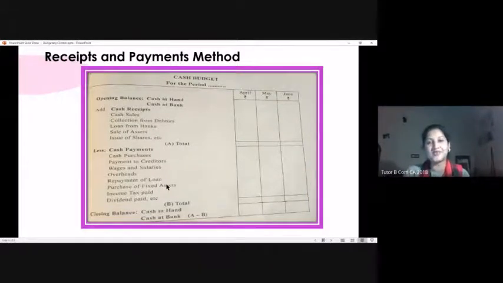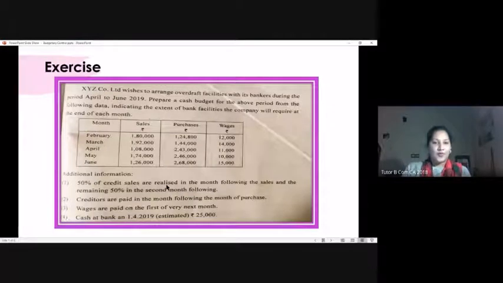So this is the context where we are trying to solve one exercise. This looks simple. As you can see, you are given some information, and we are asked to prepare the cash budget. We are given the balance, the inflow and outflow from February to June. And we are given additional information, and we are asked to prepare the cash budget from April to June.